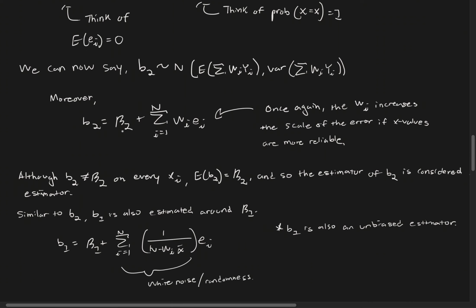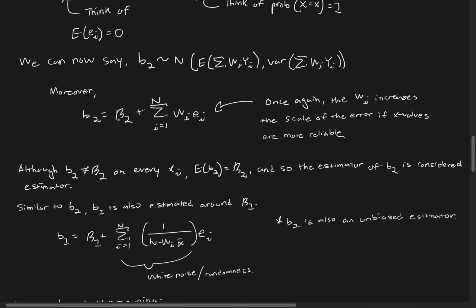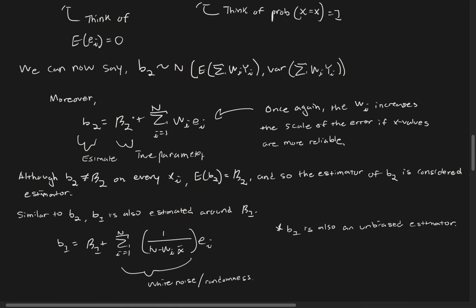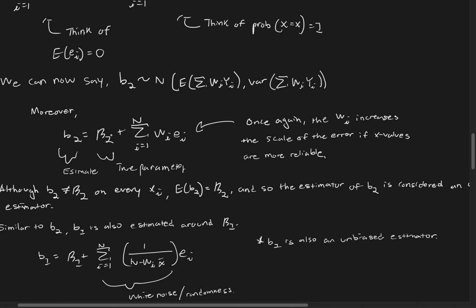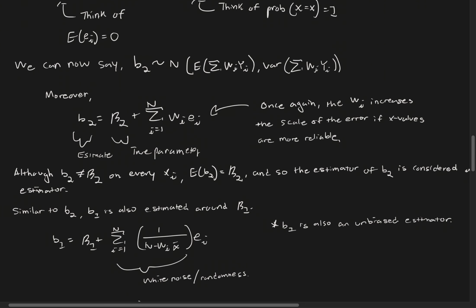And then it's important to know that there's a difference between b2, which is our estimate, and beta 2, which is our true parameter. So b2 is given by beta 2, the actual slope that we theorize. We say theorize because it doesn't actually exist. We don't know what the true function is for our given data set, but we say that it's based off the true function plus the weighted errors.